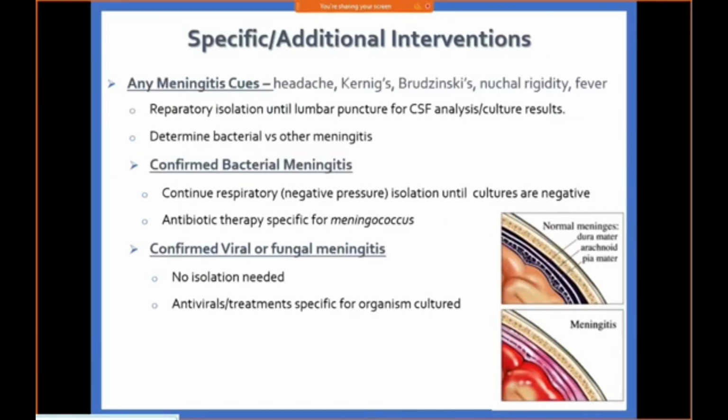Meningitis, the big key on meningitis is they're supposed to go into respiratory isolation until the lumbar puncture has disproved bacterial, because we assume bacterial because it's the worst one. If you're coming in with Kernig's, Brudzinski's, nuchal rigidity, then they're going to go on respiratory isolation until a CSF analysis is done and read. Then once it's confirmed viral, you can take them off isolation. If it's confirmed bacterial, they'll continue respiratory isolation. That's the big keys on meningitis.